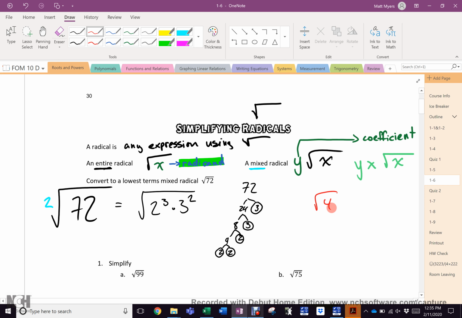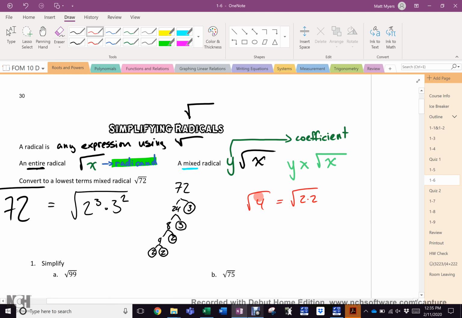What is the square root of 4? 2. Why? Because 2 times 2. 2 times 2 is 4. Everyone understands that, yes? So is the square root of 4 the exact same thing as the square root of 2 times 2? Yes, because 2 times 2 is 4, yes? Is 2 times 2 the exact same thing as the square root of 2 squared? And is the square root of 4 2?